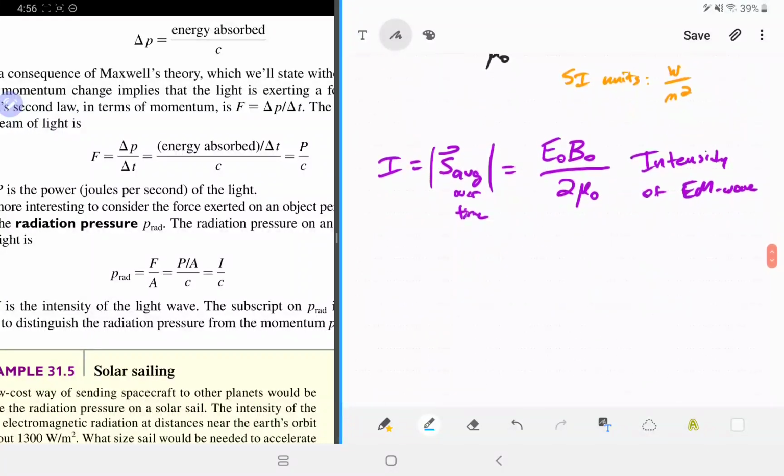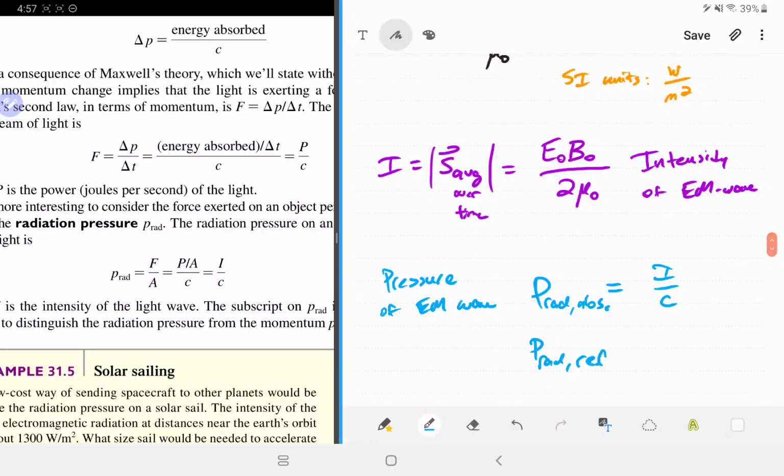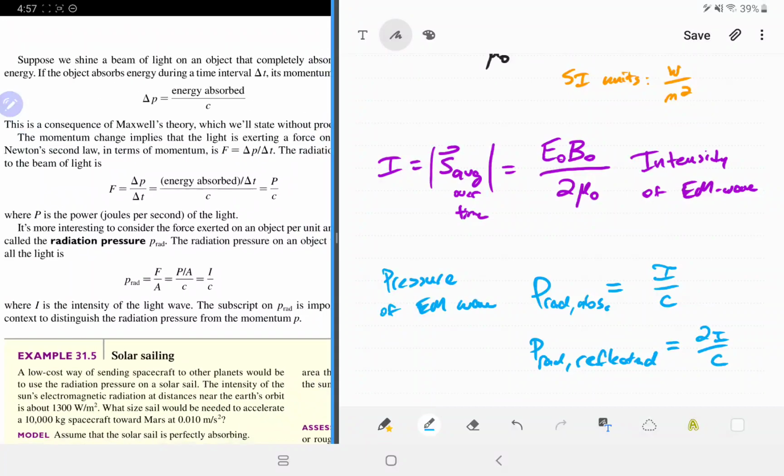So a closely related thing to energy is forces and pressures. So the pressure of an EM wave, P radiation, a lowercase p for pressure, if the EM radiation is absorbed, is I over C. If the radiation is reflected, then you get twice as much force, just from Newton's third law. If the light is bouncing back in the direction it came from, then it gives even more of a boost. So this would be 2I over C. Your book only gives the absorbed value, but the reflected value is just twice as much.